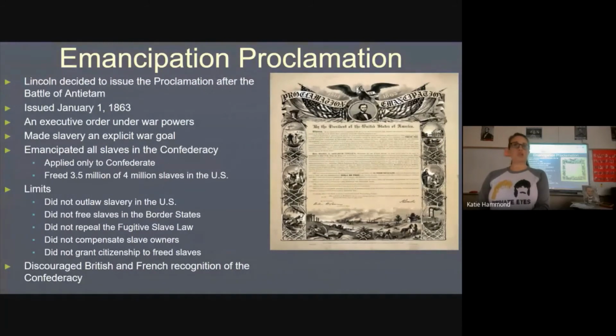Y'all remember that resolution we talked about yesterday, and Congress said it's just about secession, okay? January 1st, 1863, that's when it's really published, okay? That is when it says the Civil War is not just about secession, it's about slavery, okay? England got rid of slavery a few years prior, okay?